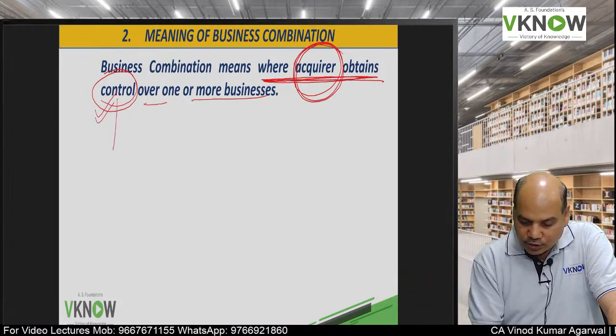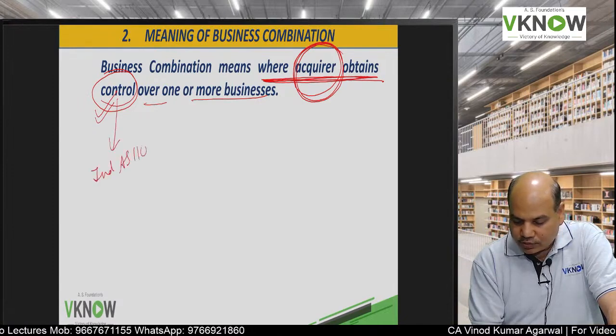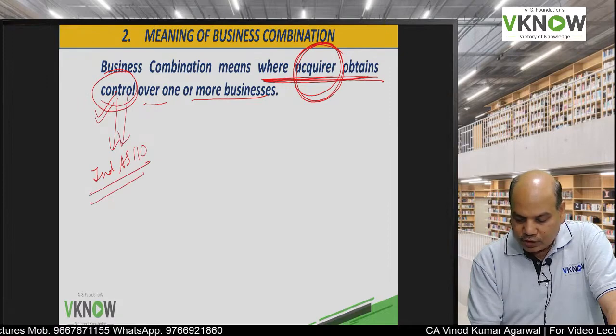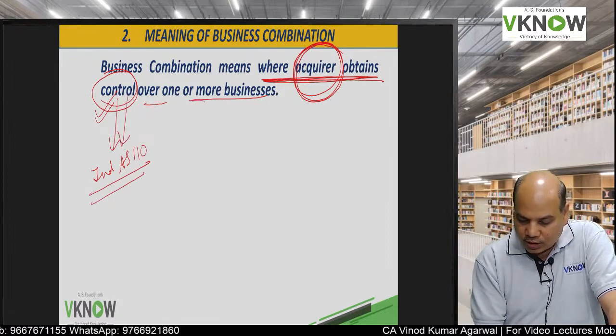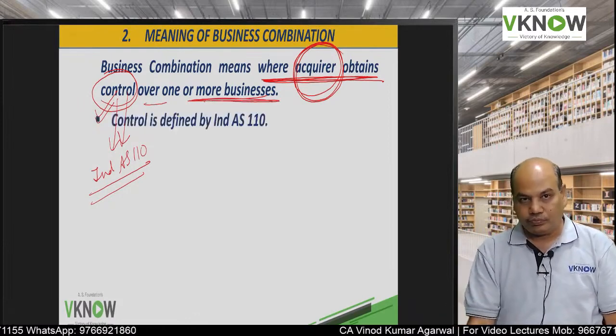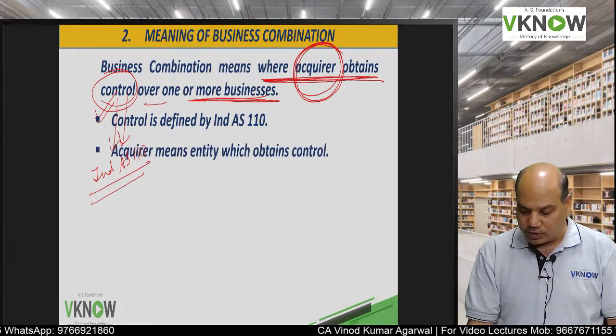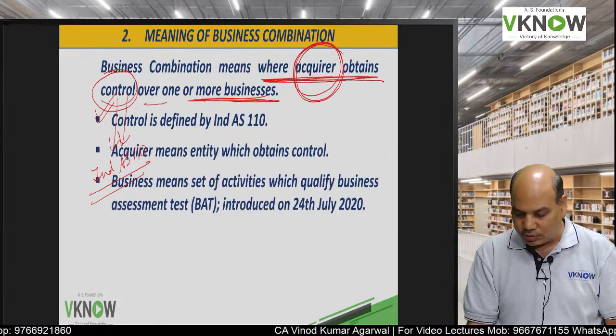What is the meaning of control? This is covered in IND AS 110. The definition of control is covered by IND AS 110, and the meaning of business is covered by this standard. Control is covered by 110. Acquirer means the entity which obtains control.